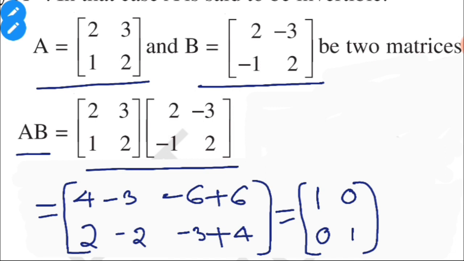What matrix is this? This is the identity matrix. It is denoted by I. So AB equal to I, where I is the identity matrix.